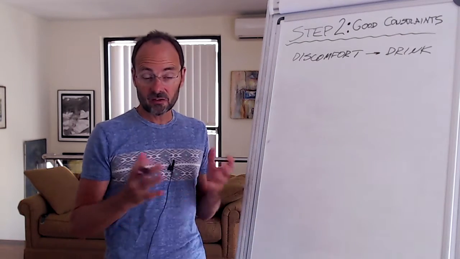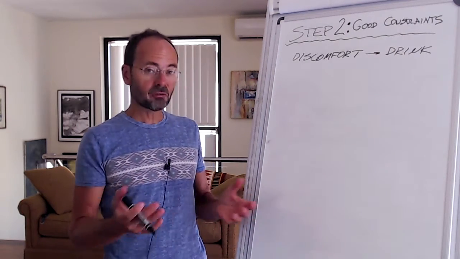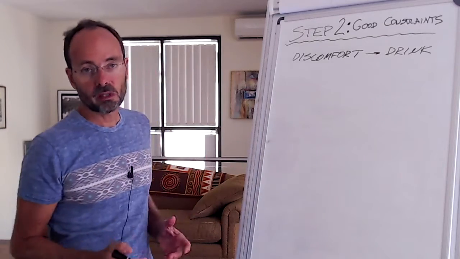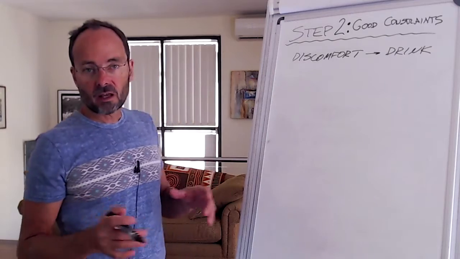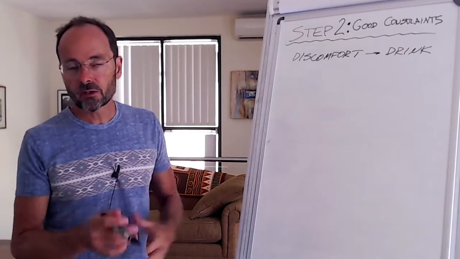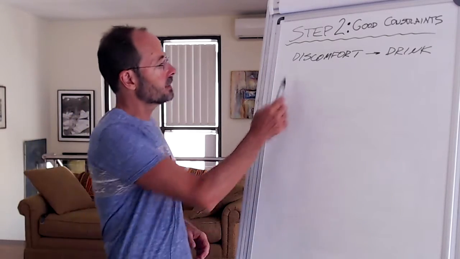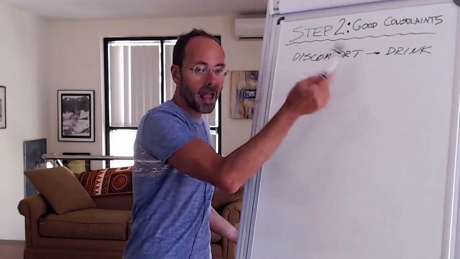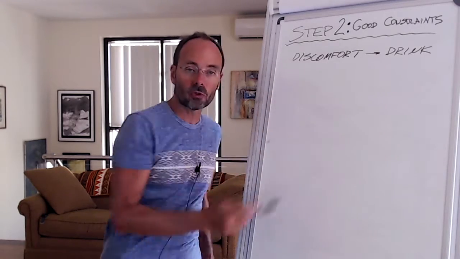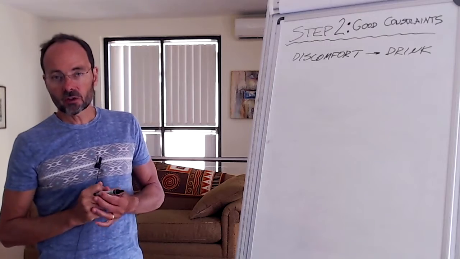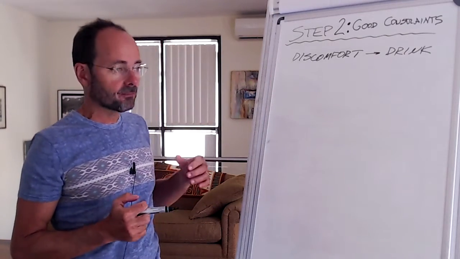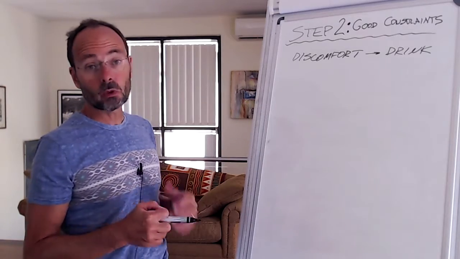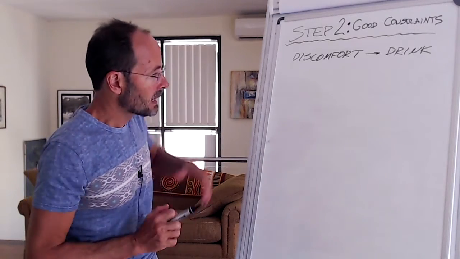This lesson is step 2 of my 5-step process that I use to help people get to reliable moderation. As always, I'm going to repeat the premise of this is that unwanted drinking that we do against our will is in reaction to, is a way to solve for some sort of discomfort. And so the previous lesson talked quite a bit about what that discomfort is, and it talked about how to pay attention to that discomfort so you can start to understand what it is.